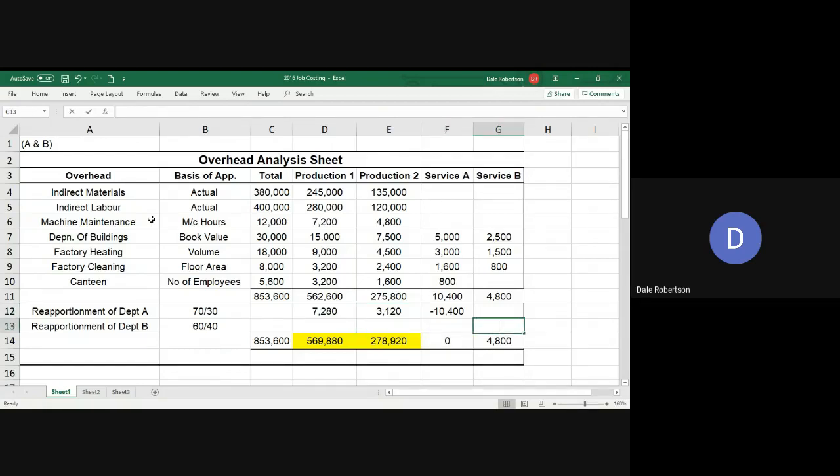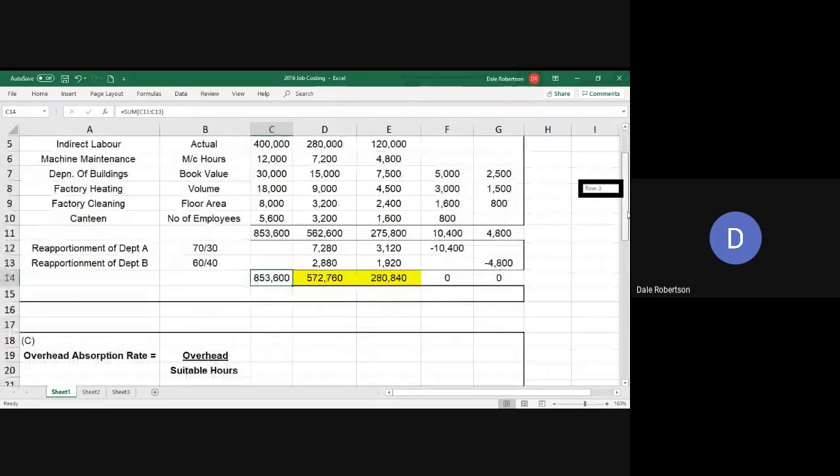And then we're going to take this 4,800 and we're going to do the same thing. We're going to reapportion it back between these two departments. And that gives you 2,880. I should have said this is on a basis of 60/40 this time, just whatever the question instructs you to do, and then 1,920 in this situation. Now we have still the same total overheads. It's just that we've juggled them a little bit. Still 853,600, but now we have 572,760 for production department 1 and 280,840 for production department 2. And that will allow us to proceed on to part C of the question.